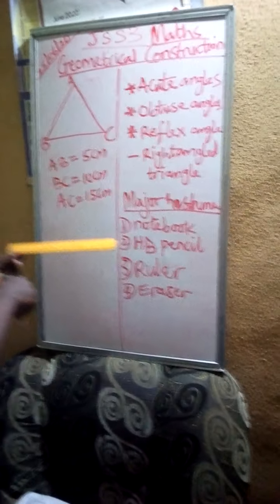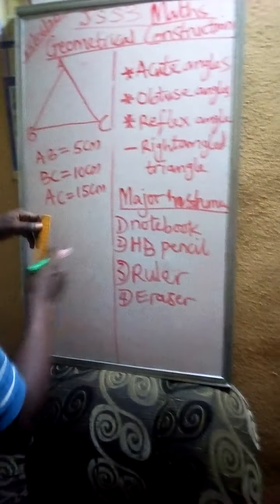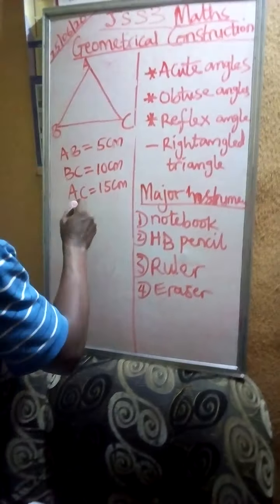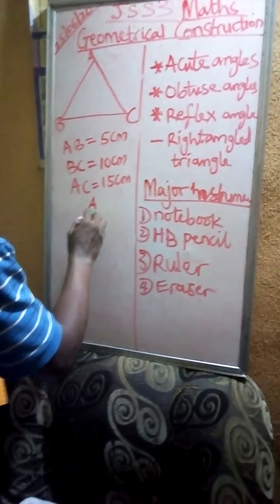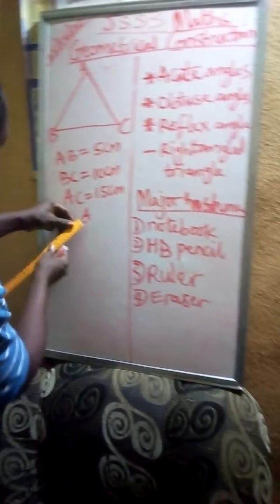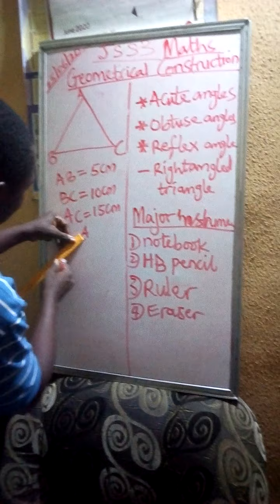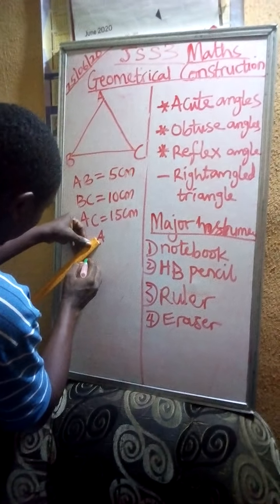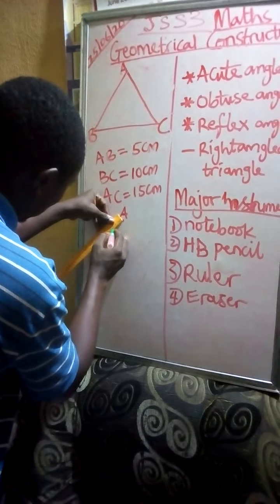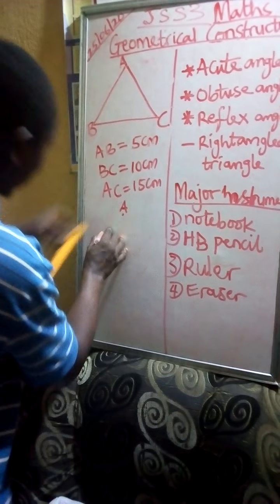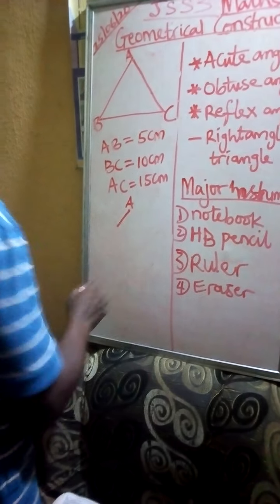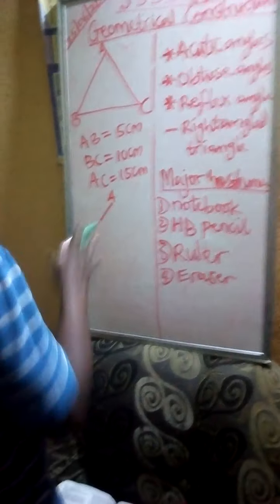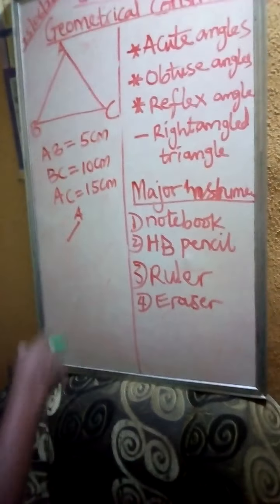If you want to measure 5, you draw the line, because this is your A. Put a dot here. When you put a dot there, put it on 0 to 5: 1, 2, 3, 4, 5. This is 5. You draw. It might not be bigger here because this is on the board, but if it is on your exercise book, it will be bigger.